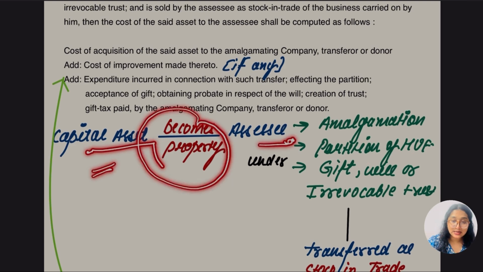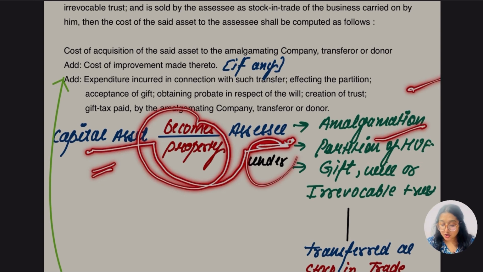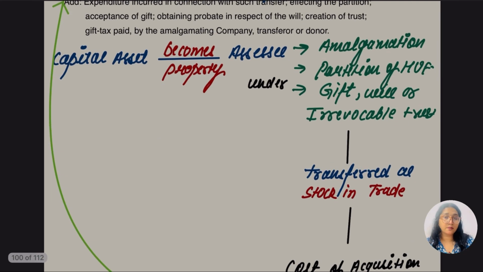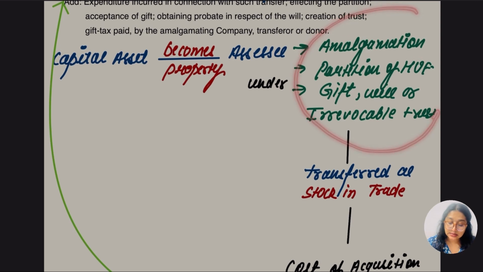Where the capital asset is going to become the property of the SSC under amalgamation, partition of the HUF, gift, will, or irrevocable trust, in these cases what is going to happen? The transfer in this case is going to happen as stock in trade. Earlier it was a capital gain, later on the SSC converted it into stock in trade.